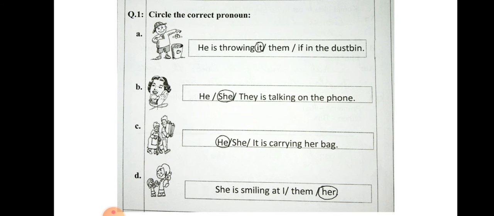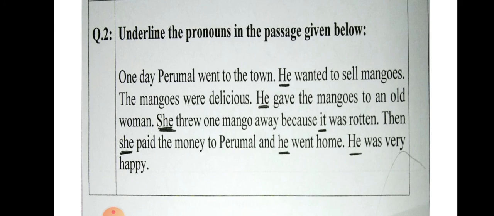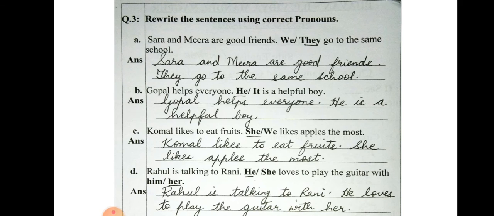Okay. Now here is the answer which we have done, beta. This is question number 1. See, this is the solved one. Then question number 2, underline the pronoun. You can check it out. Okay. This is the third one where you have to rewrite the sentences again. आपको फिर से लिखना है सही pronoun चुन के. You have to select the correct pronoun and you have to write the sentence again, beta.